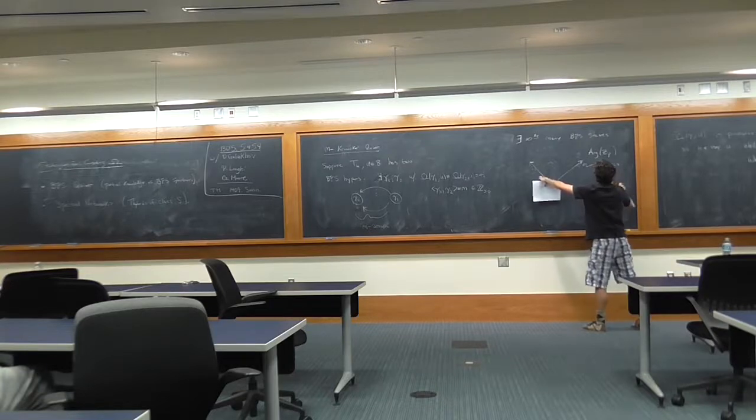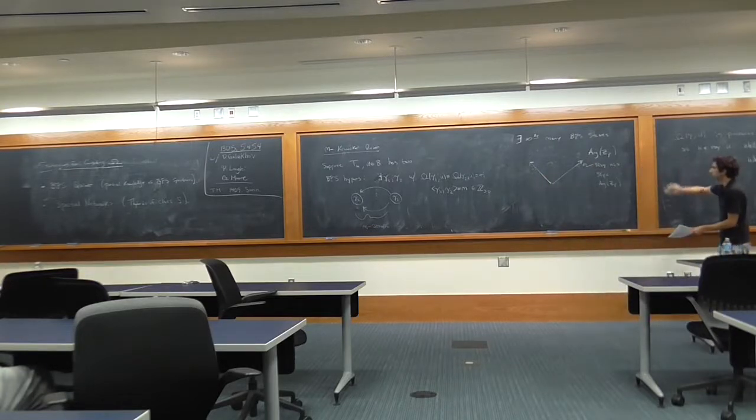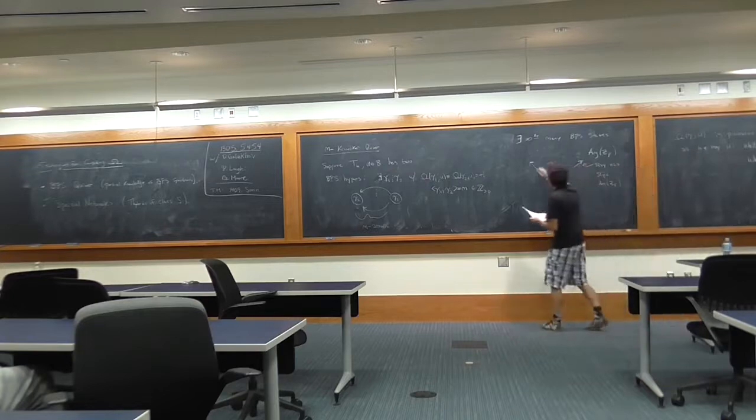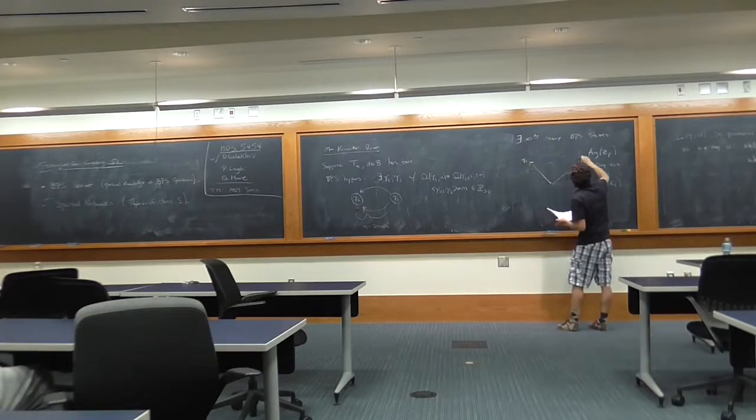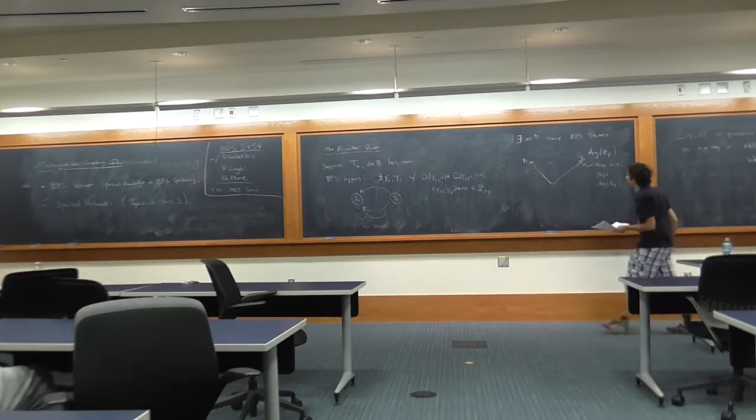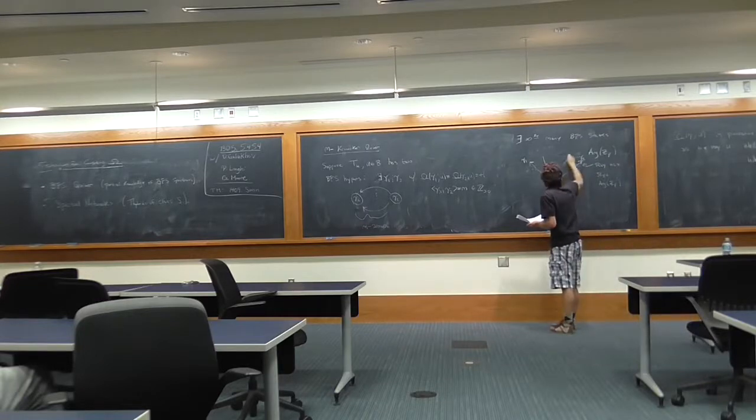So for every BPS state, I draw a ray. Its slope is the phase. And so here's the one corresponding to gamma 1. Here's the one corresponding to gamma 2.